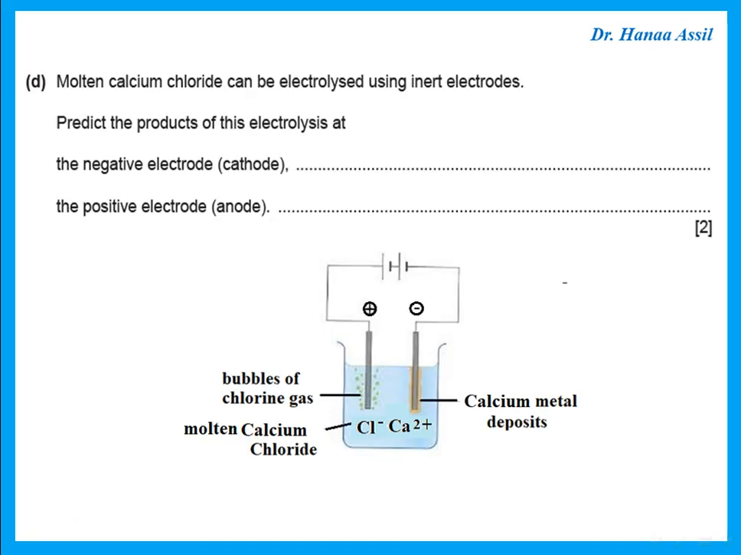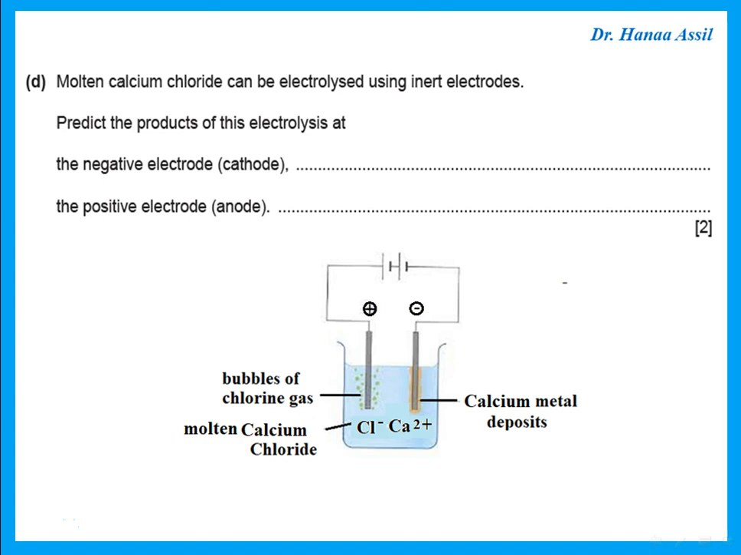Molten calcium chloride can be electrolyzed using inert electrodes. So we're doing electrolysis of molten calcium chloride, and he's asking what is the product at the negative and what is the product at the positive. Okay, first of all, molten calcium chloride. What are the ions that we have? We said the first one is positive, the second one is negative. So calcium, of course, is something in group 2. When it forms ions, it loses the 2 electrons, so calcium is 2 plus. And chlorine is in group 7. When it forms an ion, it gains 1 electron, so this is Cl minus. So my ions are Ca2 plus and Cl minus.